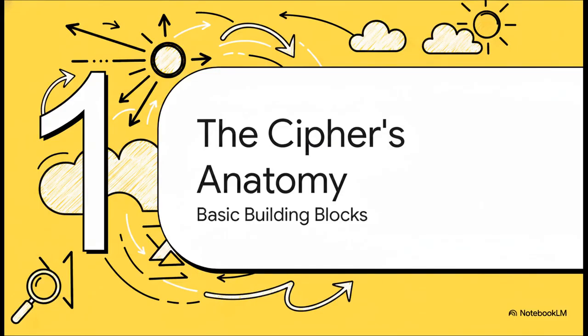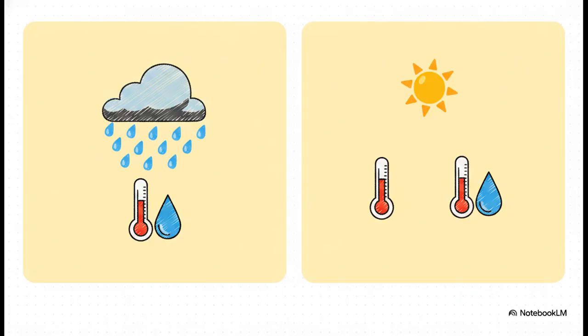Section 1. The cipher's anatomy, focusing on the basic building blocks. Let's look at the center circle and the critical left side. Okay, let's dive in. So imagine a circle right in the center of your page. On the upper left of that circle, you're always going to find the temperature. And right underneath it, on the lower left, is the dew point. Both are measured in Fahrenheit, and they're always stacked vertically like this.